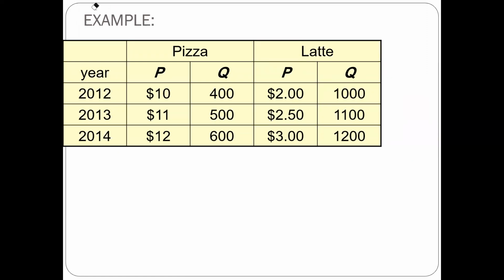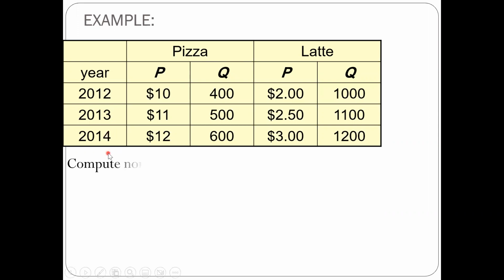طيب أنا in order to calculate the real GDP I must have a base year and constant prices of a base year, and in order to calculate the real GDP for 2013 I must have a constant price. For 2014 I must have a constant price.